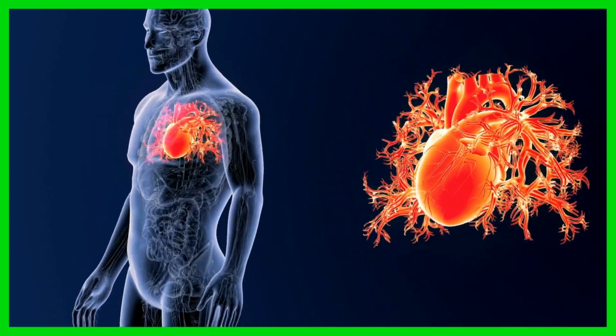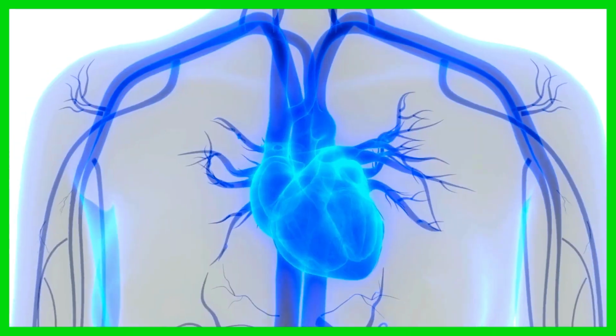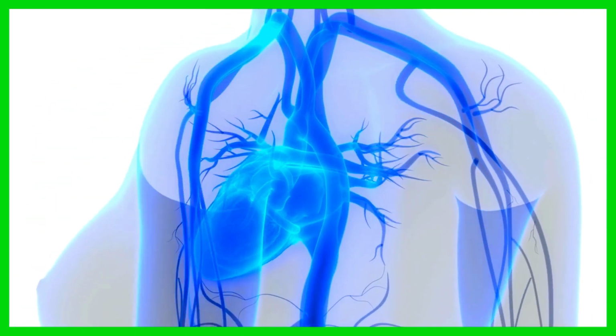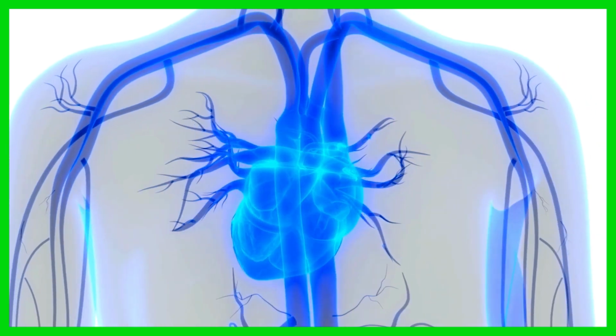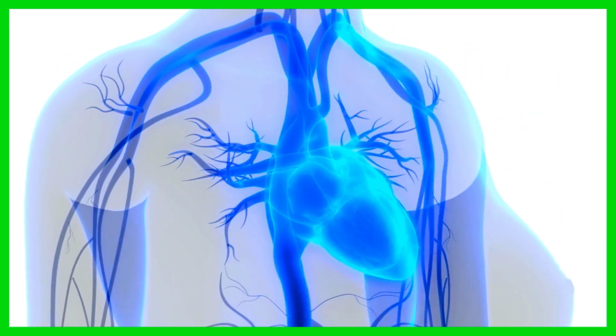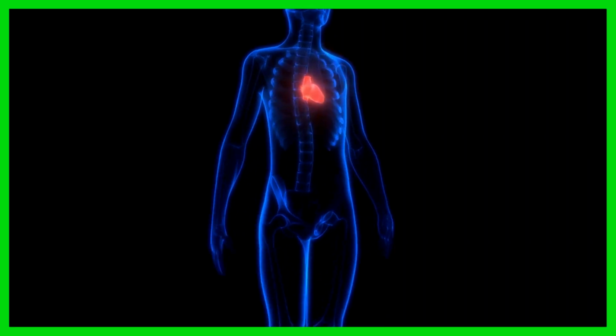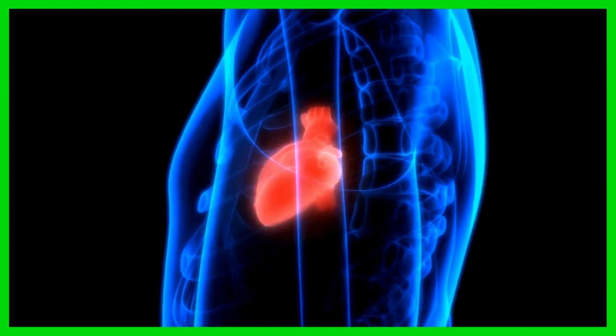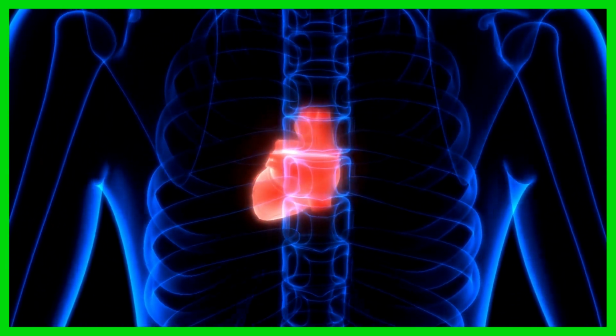Heart valves. Heart valves ensure that blood flows in only one direction. The tricuspid valve separates the right atrium from the right ventricle. The pulmonary valve is located between the right ventricle and the pulmonary artery. The mitral, or bicuspid, valve separates the left atrium from the left ventricle. The aortic valve is located between the left ventricle and the aorta.